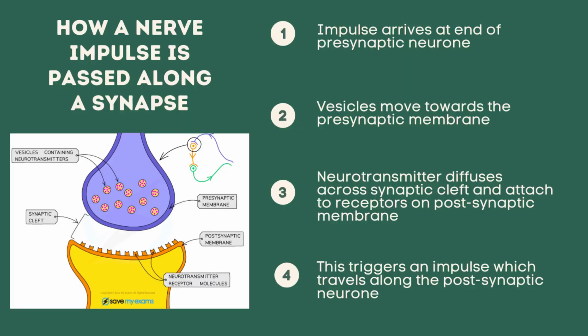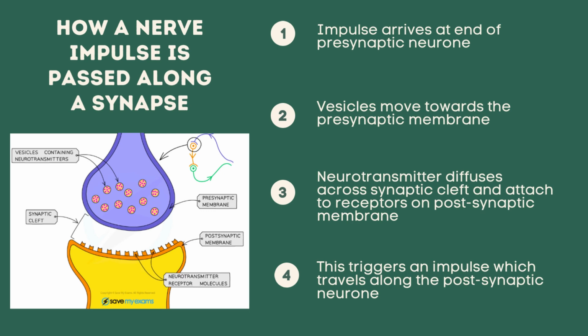How a nerve impulse is passed along a synapse. Synapse, as we had seen before, is a junction between two neurons. It consists of the ends of two neurons, which are separated by a synaptic cleft, which is basically the synaptic gap. So first, an impulse arises at the end of a presynaptic neuron, which is basically the neuron before the synaptic cleft. The vesicles inside this presynaptic neuron move towards the presynaptic membrane.